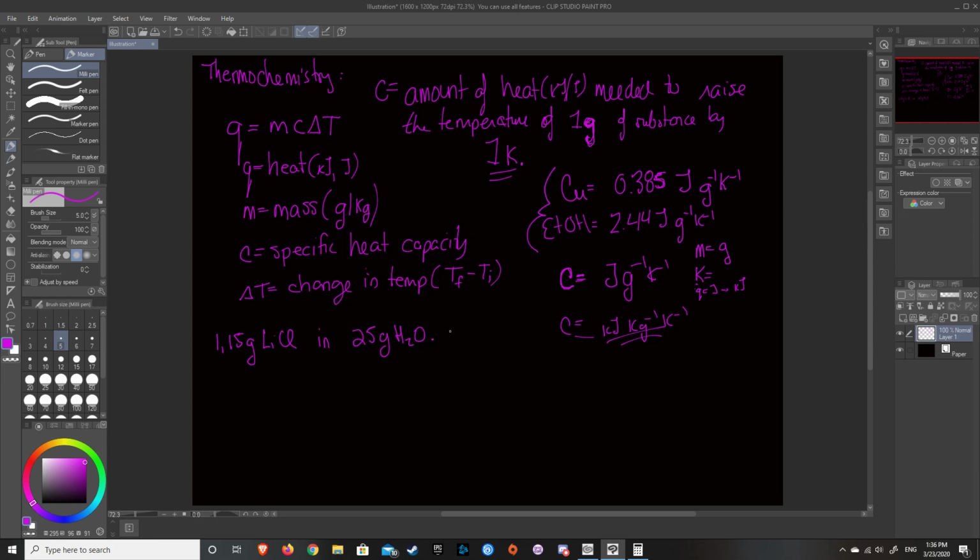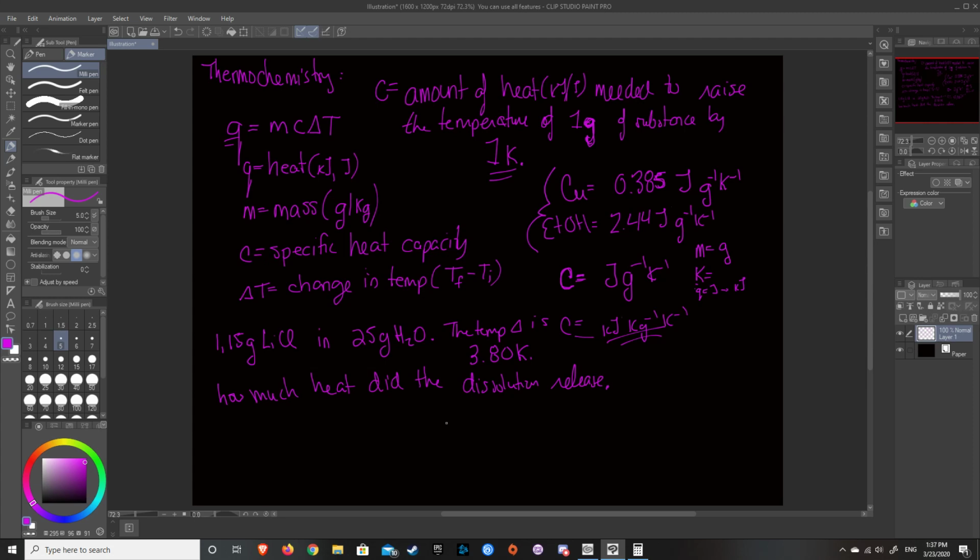Okay? The temperature change is 3.80 Kelvin. And the question can ask you how much heat did it release? So how much heat did the dissolution release?